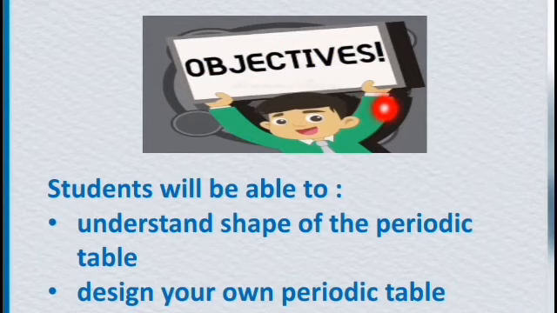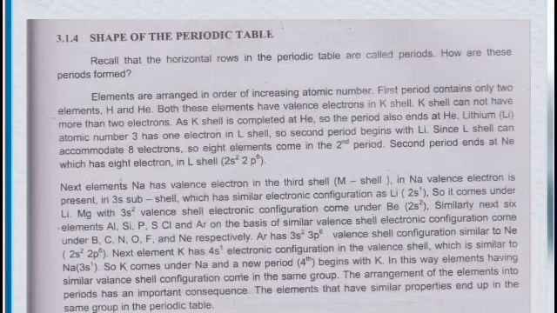Objectives of today's class are: at the end of this tutorial, students will be able to understand the shape of the periodic table and design your own periodic table. This is your book, page number 50. Open this page in front of you for better understanding of the concept.